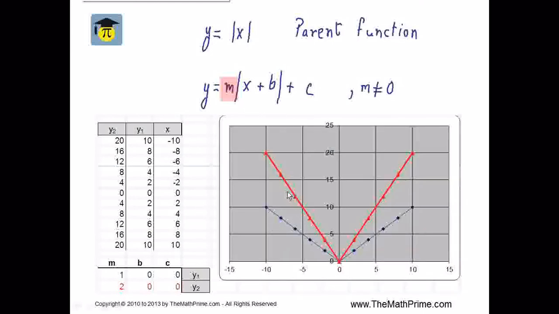So here are the two graphs, the red graph representing the function where the value of M is equal to 2, and the blue graph representing the parent function. This is called a stretch function, where each point on the parent function is basically stretched upwards by a factor of 2 in the positive y direction. So this transformation is called the stretch function.